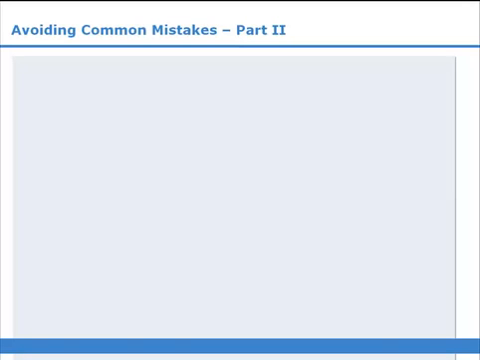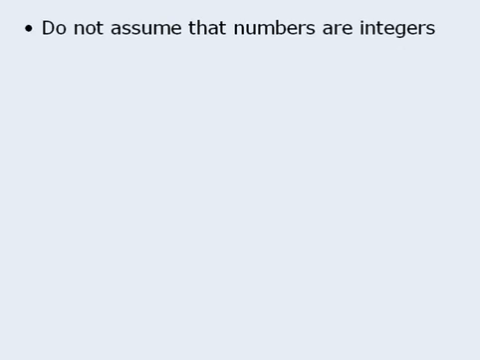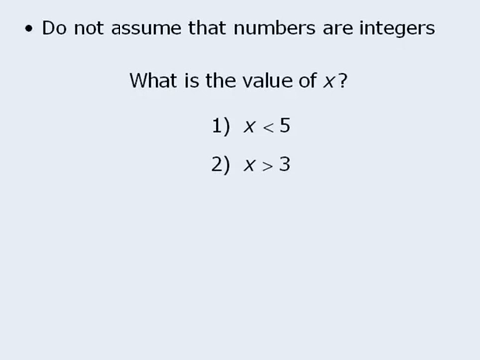In this lesson, we will examine how to avoid common mistakes that students make when tackling data sufficiency questions. The first tip is, do not assume that numbers are integers. For example, in this question, we want to find the value of x.